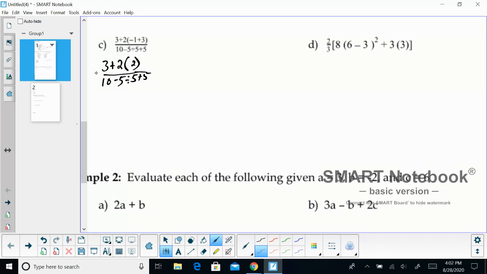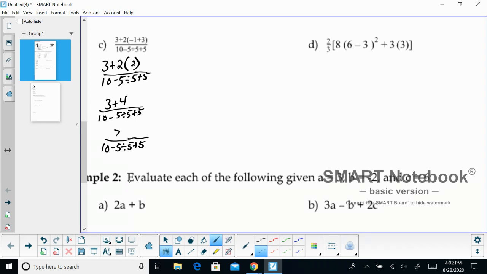Now, on the top, the next step after grouping symbols is exponents. There aren't any exponents, so I'm off to multiplication. 2 times 2, that's going to be 4. So I have 3 plus 4 over everything that's on the bottom again. Okay, now 3 plus 4, that would be 7. And now I'm ready to work on the bottom part.